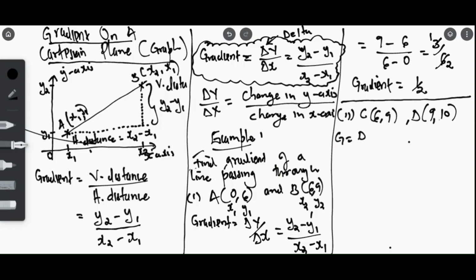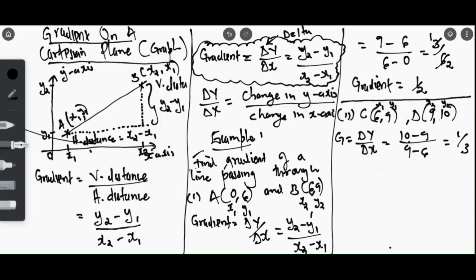Gradient is given by change in y all over change in x. So here I have x1, y1, then x2, y2. I'll say y2 minus y1, so 10 minus 9 all over 9 minus 6. 10 minus 9 is 1, all over 9 minus 6 is 3. And I've gotten the gradient of that. So that is how we get the gradient of a line.